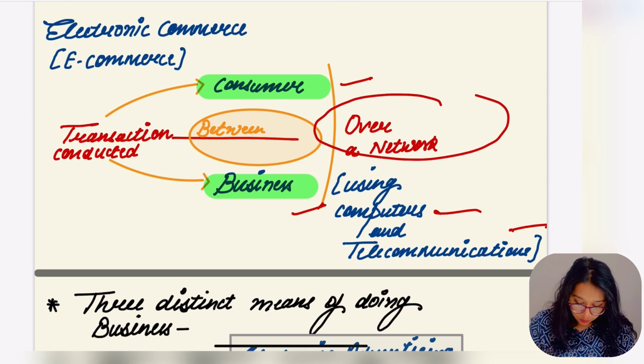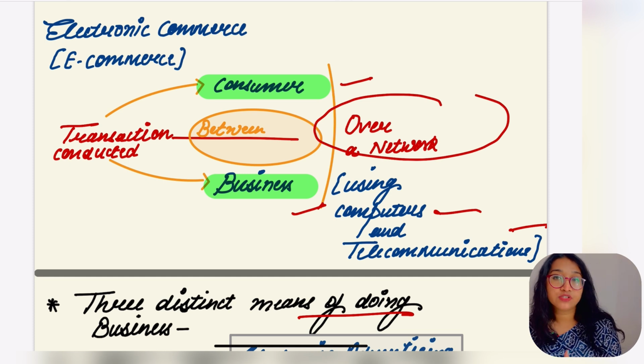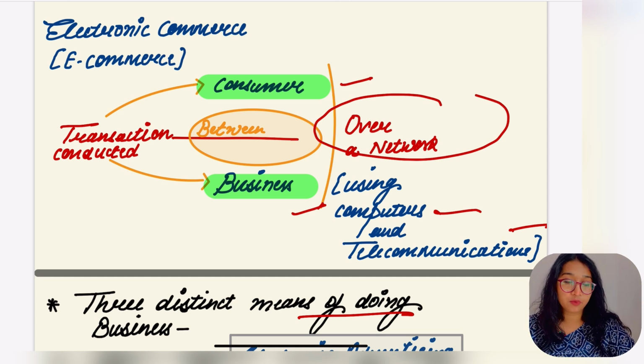Now I'll give you an example of how we do this business. There are three distinct means of doing business. First of all, we are all aware of these social sites like Amazon, Flipkart, Myntra, Meesho and all. What is involved in the very first step when business is done over these platforms? The advertisement. Various brands advertise on these platforms, so the first step is electronic advertisement.